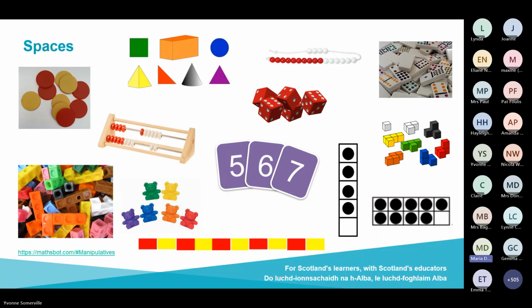During registration, for example, children might self-register by placing their picture on a 10 frame. And then practitioners can discuss bonds to 10, for example. How many more people would we need to fill this frame? How many do you see altogether? How many more? How many less?